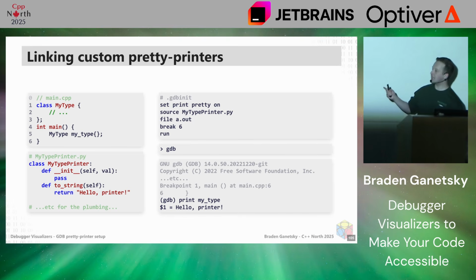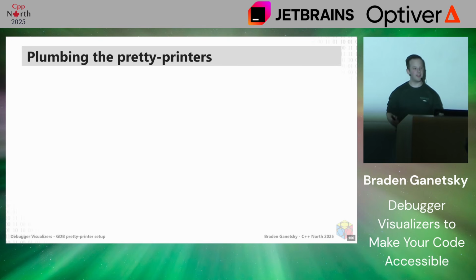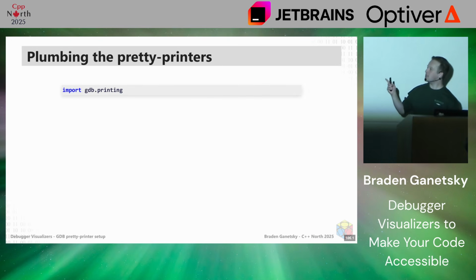But the problem is, at the bottom left, I have an etc for the plumbing. So let's call the plumber. We need to import gdb.printing at the top of our pretty printer file. When I say have to, it's kind of loose. In certain cases, this will be fine if you don't import it. In other cases, it won't. I've run into both. I just do it to be safe.